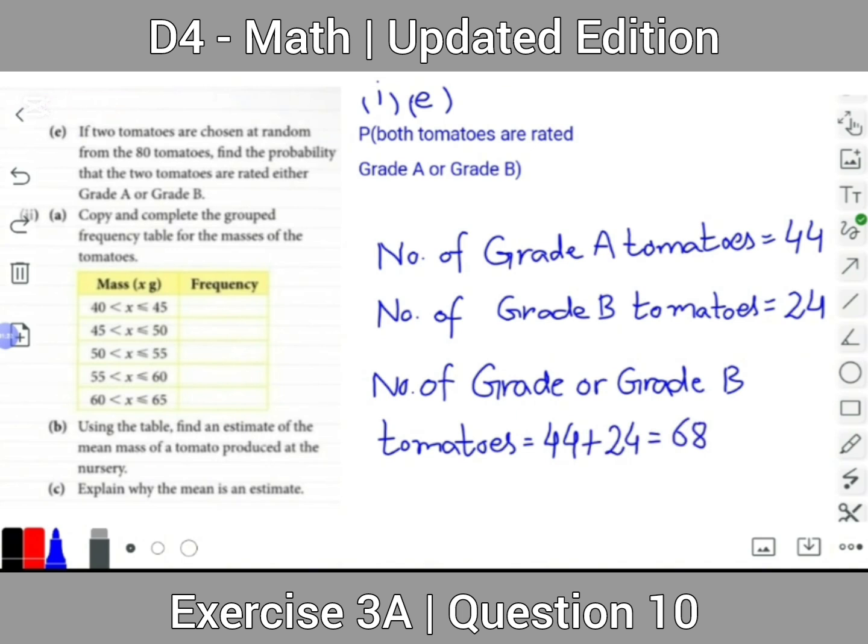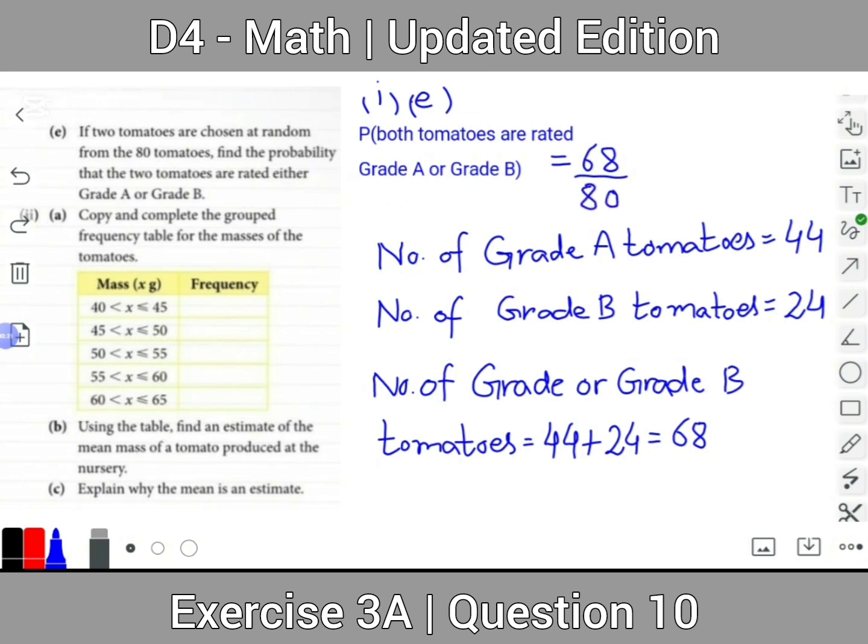Now we have to find the probability that both tomatoes are rated grade A or grade B. So here we will use the formula of probabilities. The number of favorable outcomes in this case is 68, and the total number of outcomes is 80. So here we have 68 over 80.